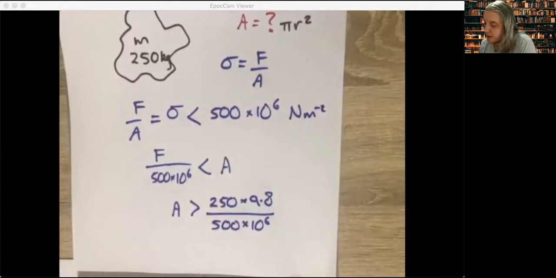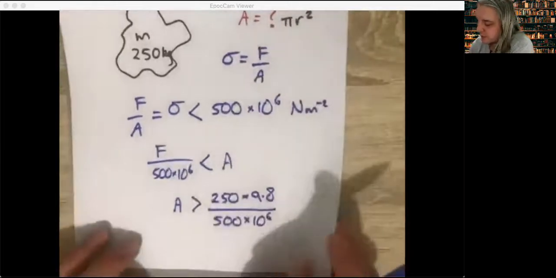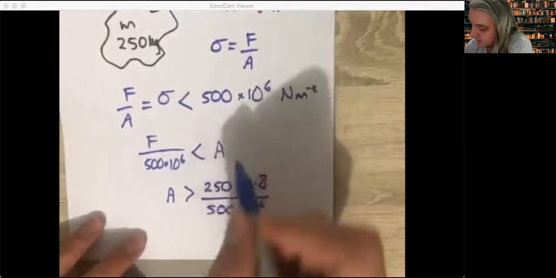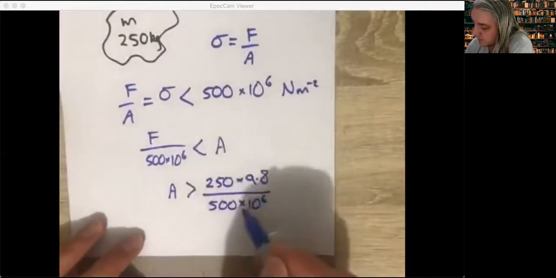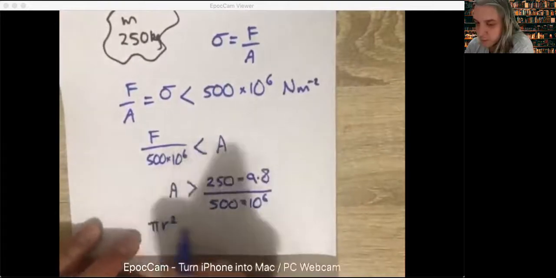Actually, you could do that right now. You could calculate the area. But actually, I was just thinking, we already know the formula for this based on the radius, so why don't we go straight and rearrange that instead of doing a calculation here. So if A is greater than that, then we have that area is pi r squared.